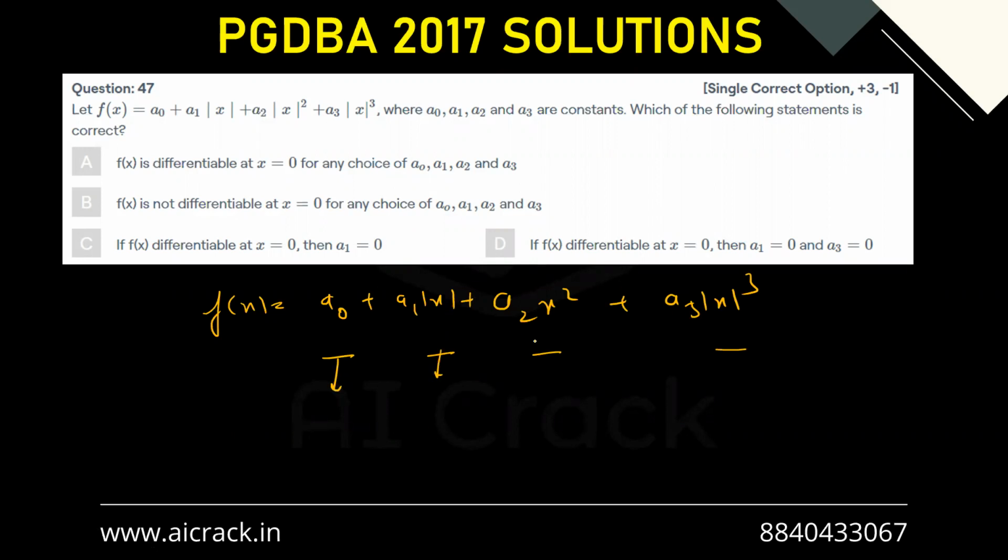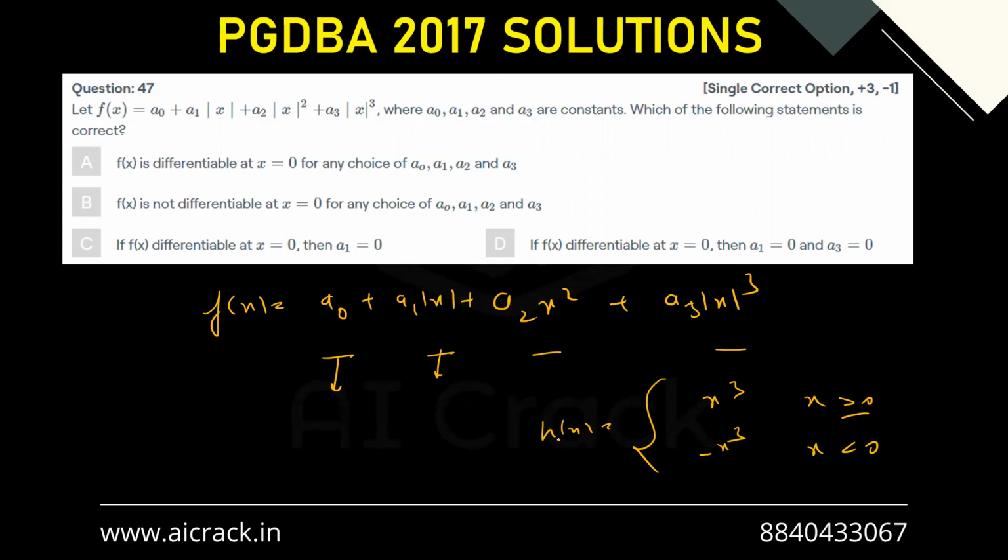Now, a2 mod x square. This is a differentiable function at x equals 0 because it's smooth over here, right? And a3 mod x cube. Now that's the tricky part over here. So we can write mod x cube as x cube for x greater than or equal to 0, and minus x cube for x less than 0, right? This is my third function. Let's say this is h(x).